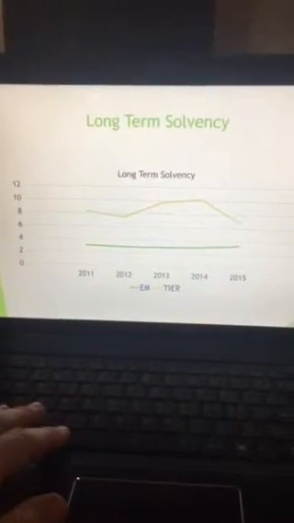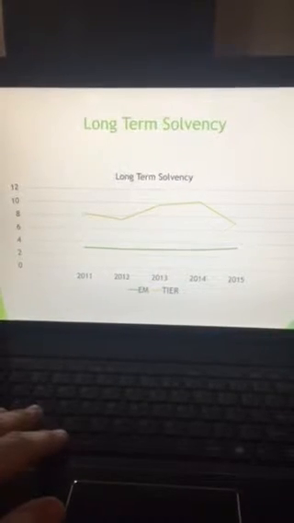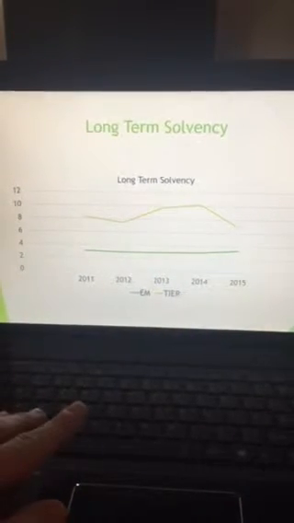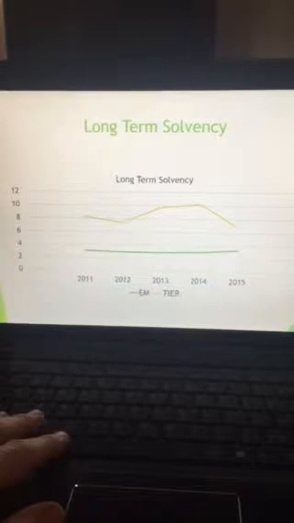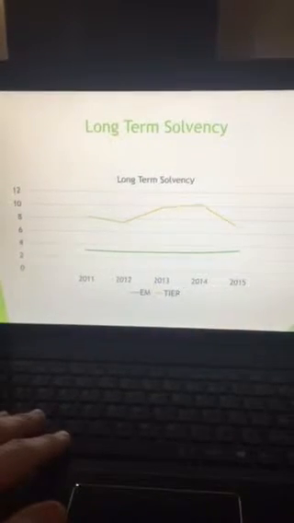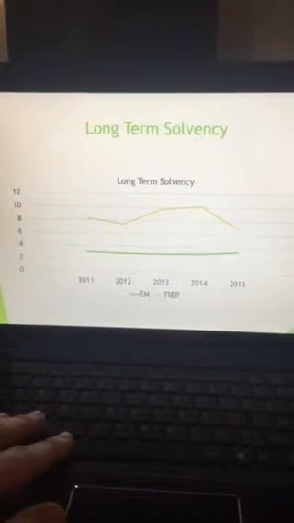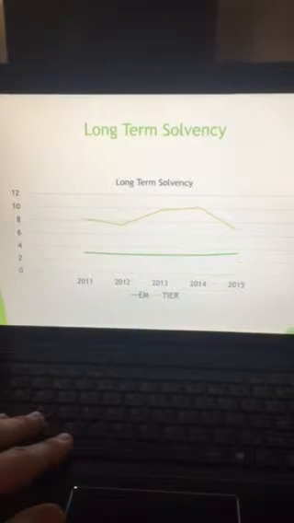This is a chart showing your long-term solvency, the equity multiplier in green here at the bottom, slightly increasing, and your times interest earned ratio, which went up from 2011 to 2014 and then went down in 2015.